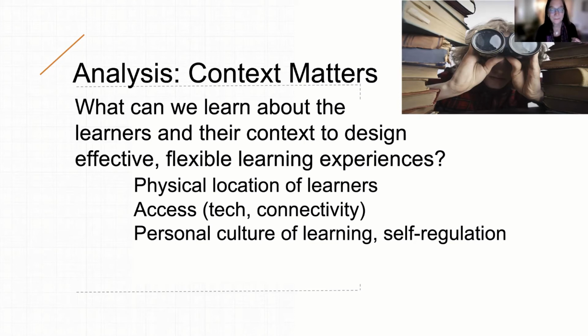So what can we learn about our learners in their context so that we can design effective and flexible learning experiences? Well, we need to know their physical location to start with, right? If they're located in certain places, like if they're all in Blacksburg here, then that will impact my design decisions. I could have students come to class as we're doing now, in this particular semester. But in the case of our online program, our students are everywhere. They're mostly in Virginia. There's some across the US, and there's some in other nations. Because of the distributed nature of the students, I can't require them to be in a classroom.